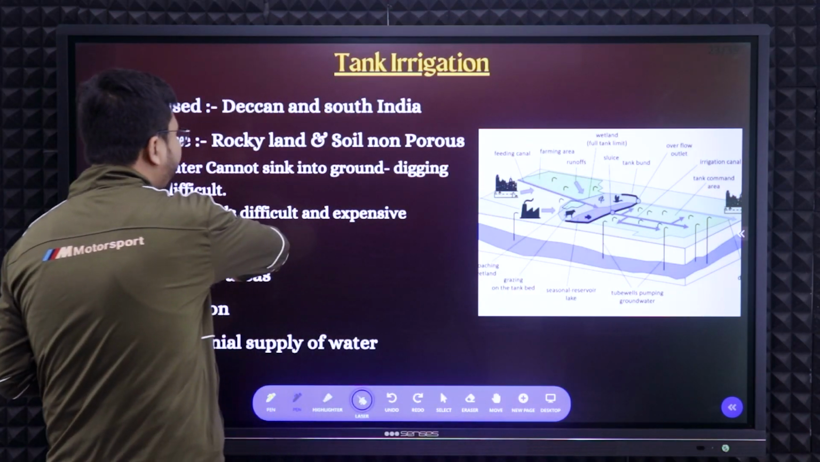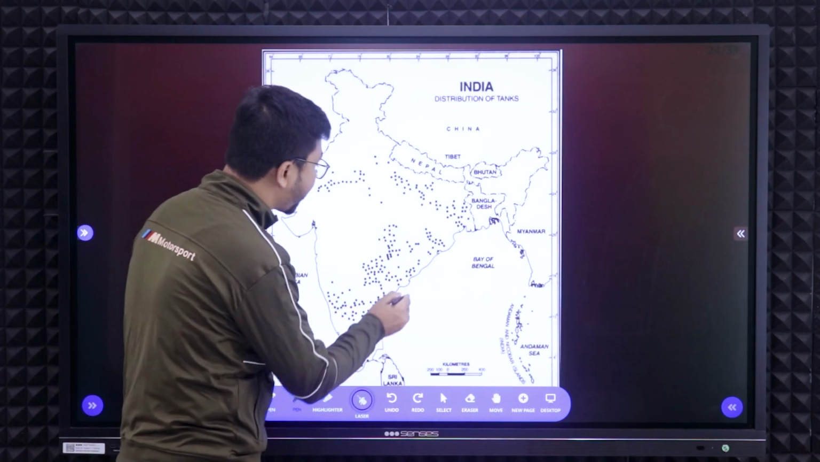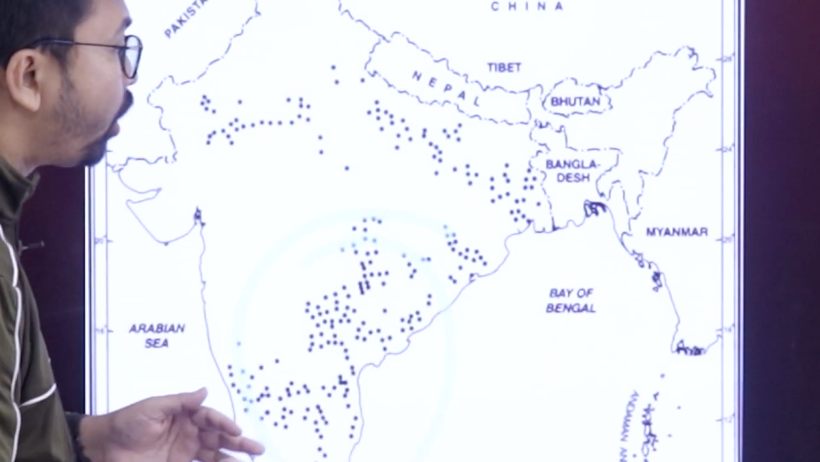Now you just see on the India map where we are practicing tank irrigation much more. So these are the areas where we are using tank irrigation much more.